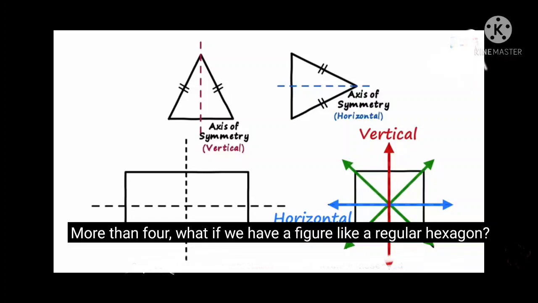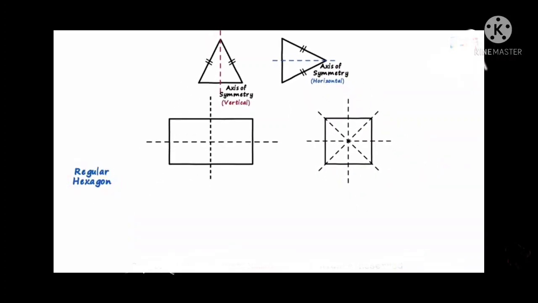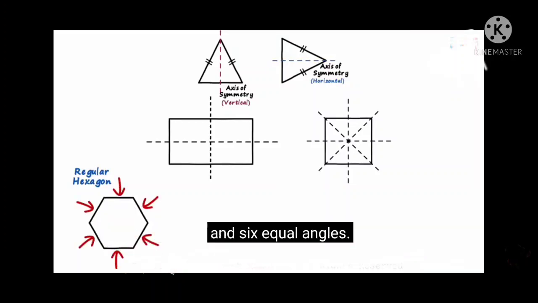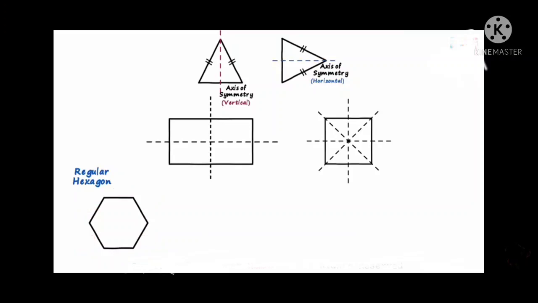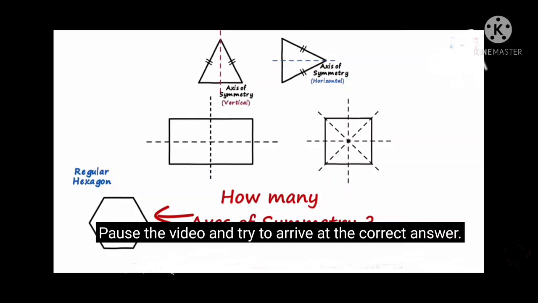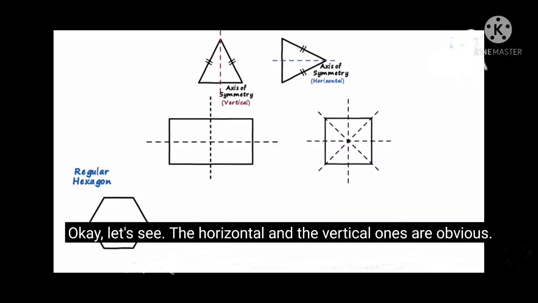More than four? What if we have a figure like a regular hexagon? A regular hexagon is a closed figure with 6 equal sides and 6 equal angles. How many axes of symmetry does a regular hexagon have? Pause the video and try to arrive at the correct answer. Okay, let's see. The horizontal and the vertical ones are obvious.